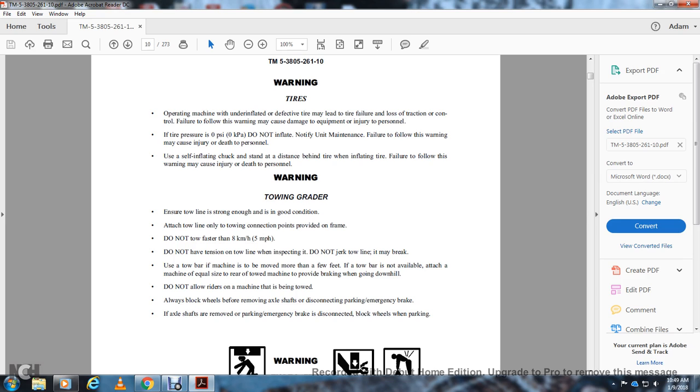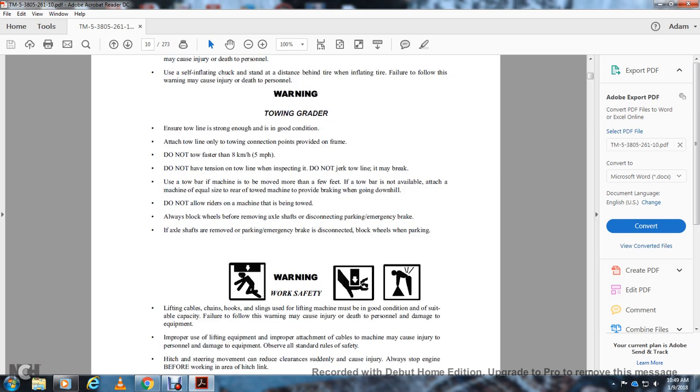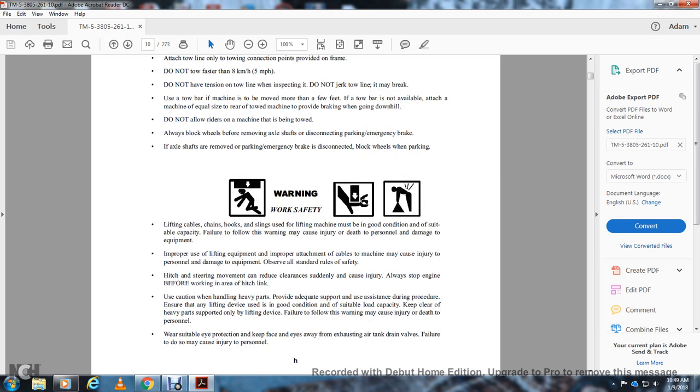Do not allow riders on the machine that is being towed. Block the wheels if the axle shafts are removed. Disconnect the parking brake in an emergency. If the axles are removed, the parking and emergency brakes are disconnected, so block the wheels when parking. Warning, work safety.